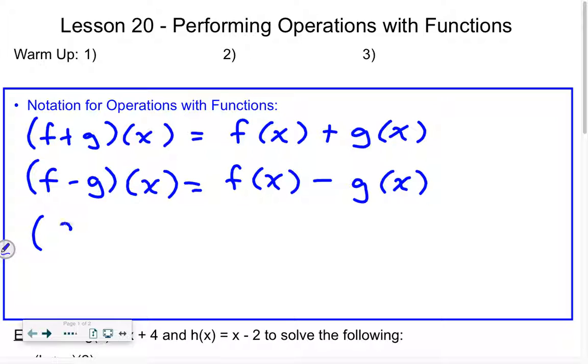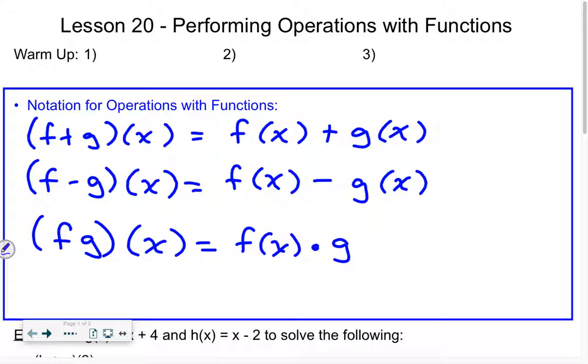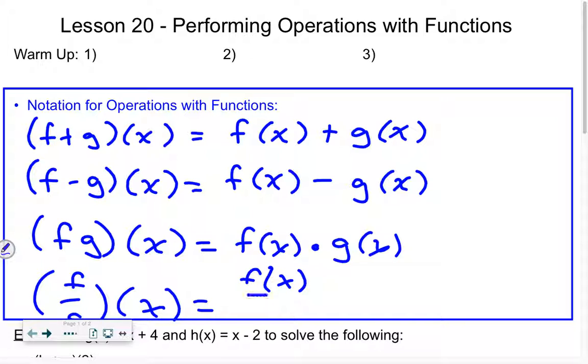We can do it with multiplication. F times g of x is simply taking the f of x function and times it by the g of x. And lastly, division. We have f of x divided by g of x.